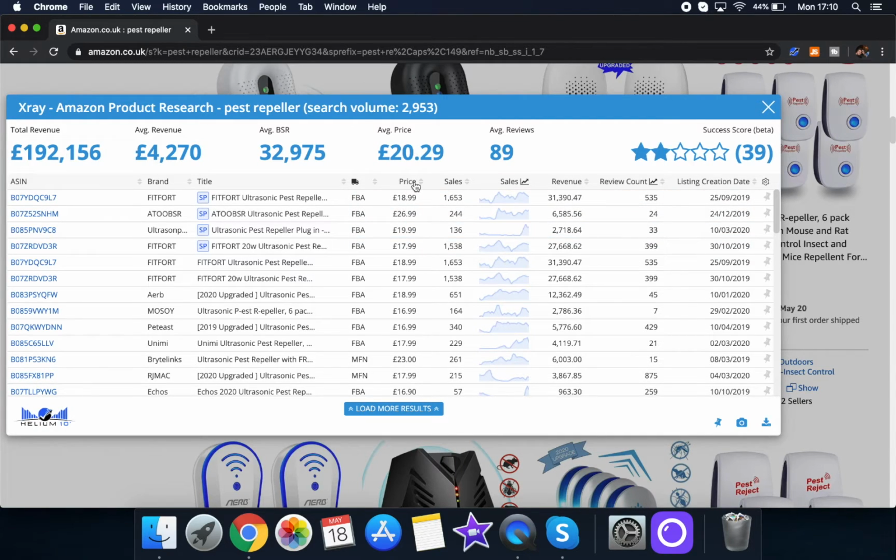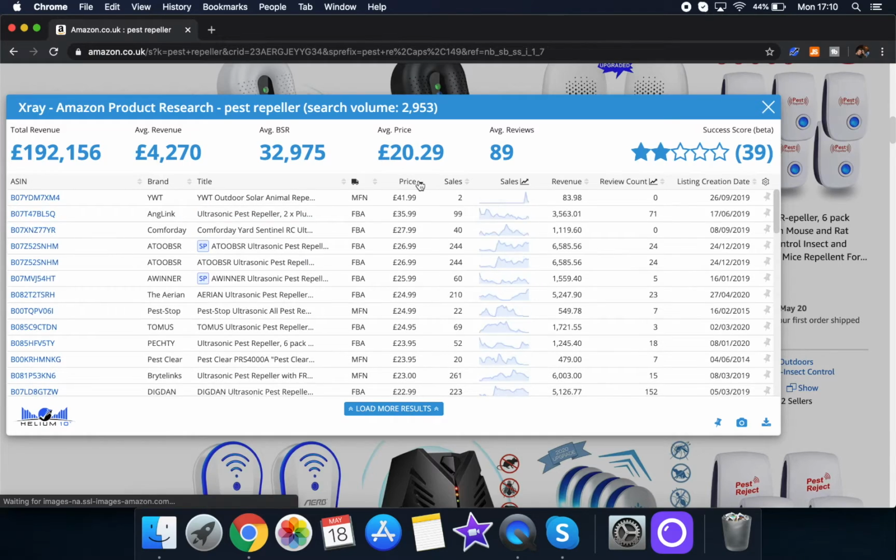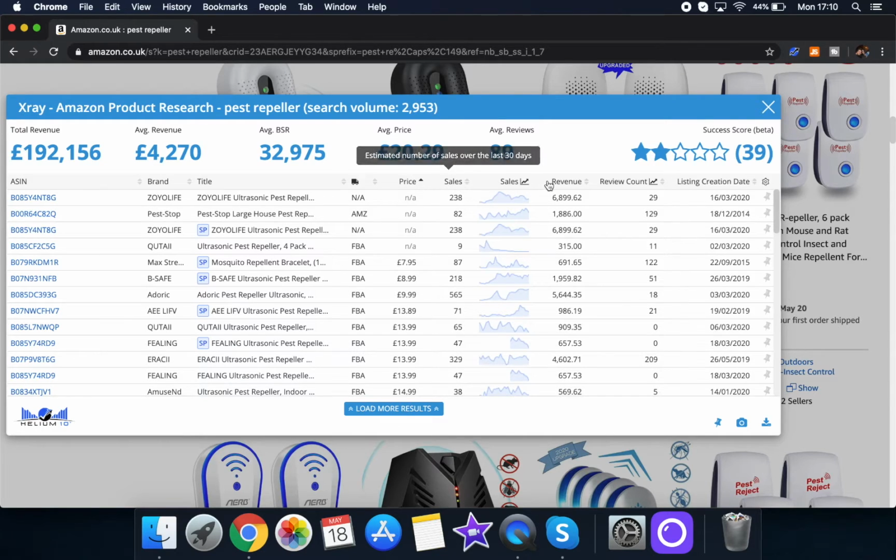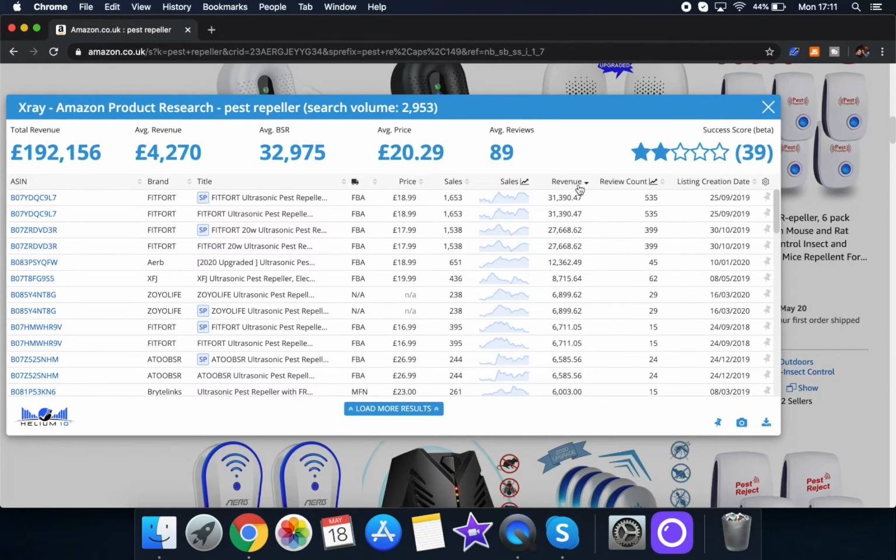First things first, we can sort them by brand, price, sales, revenue, or review count. If you click on price, you can see it goes straight away from the most expensive products to the cheapest. What I like to do is sort it by revenue. This way I can see which products actually sell the most in different amounts.